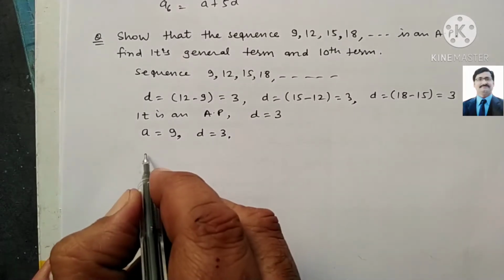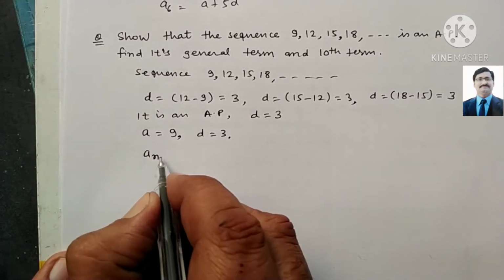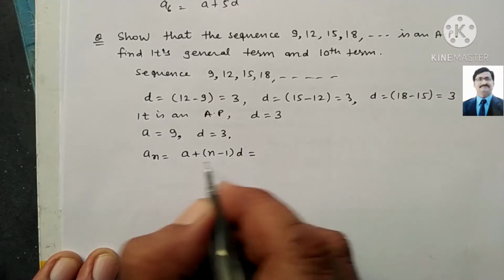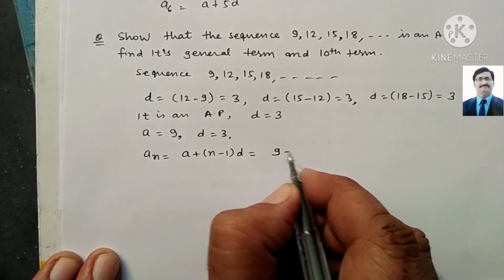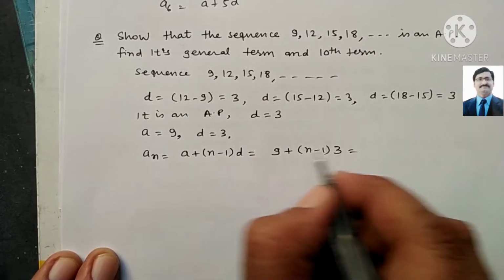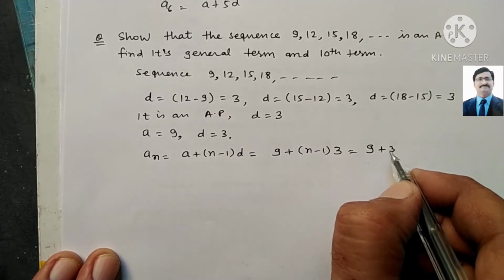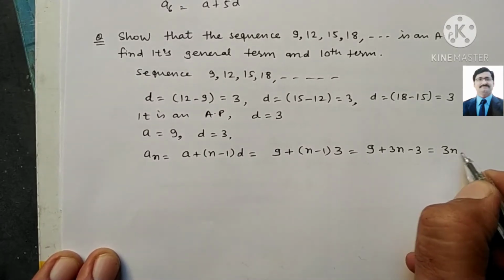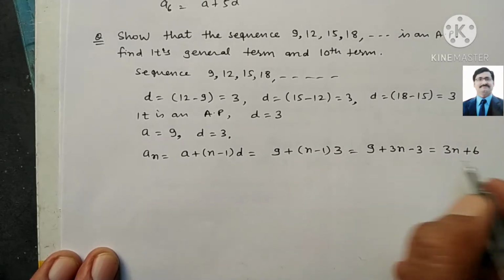We have to first write the general term. The general term formula is An equal to A plus (n minus 1) D. In place of A we put 9, and D is 3. We open the bracket, we get 9 plus 3n minus 3. This is equal to 3n plus 6. This is the general term we get.